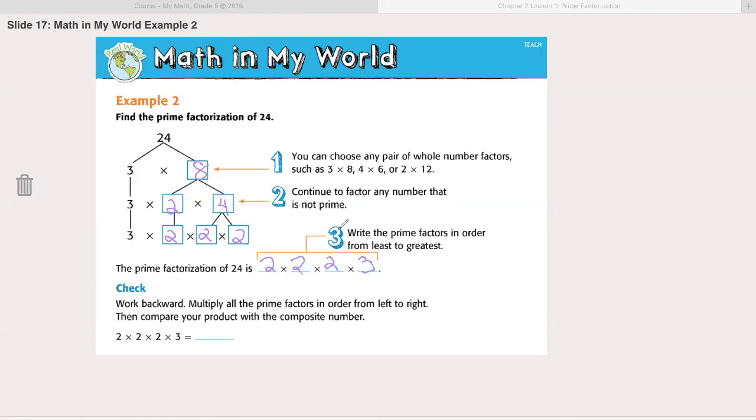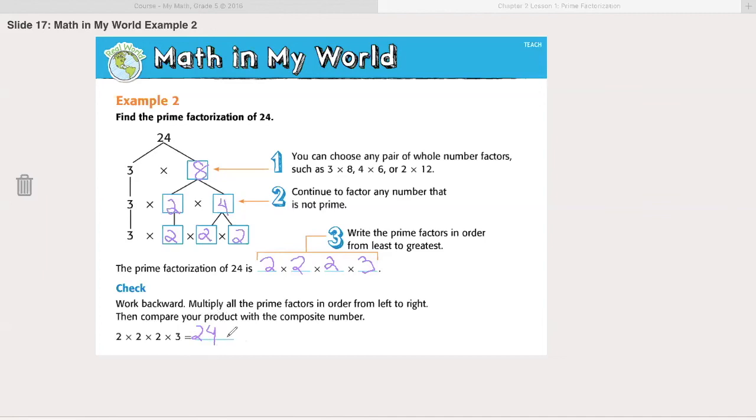And the reason that I'm putting it in that order is that number 3 is telling us to write the prime factors in order from least to greatest. Okay, so I put my smaller numbers, the 2's first, followed by the 3. Now, putting it in that particular order does not impact the outcome, right? If I put my 3 first, and then the 2's, and I multiply it out, I'm still going to get to 24.